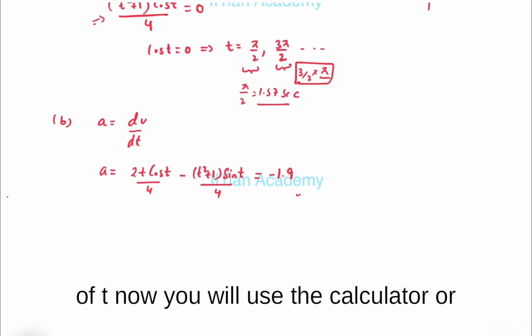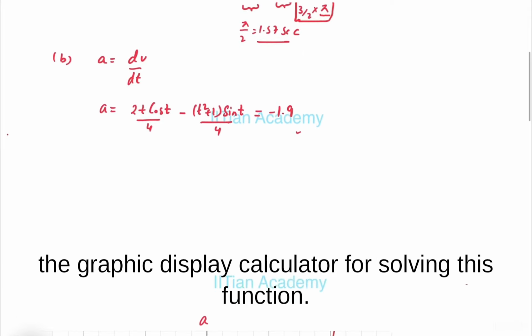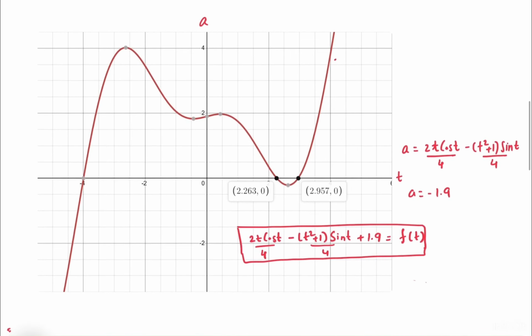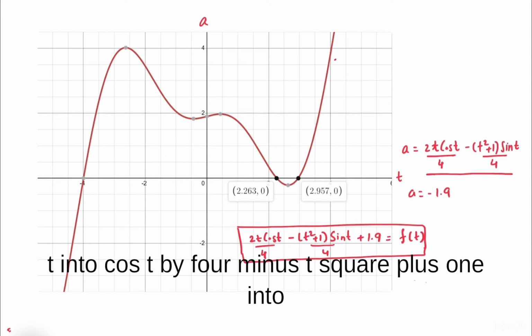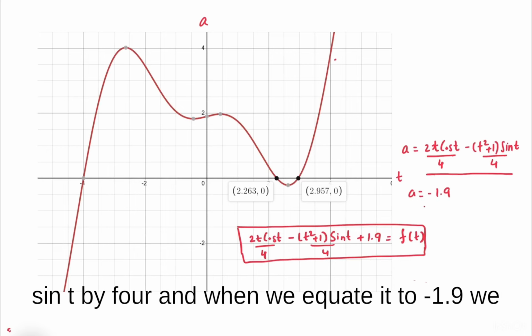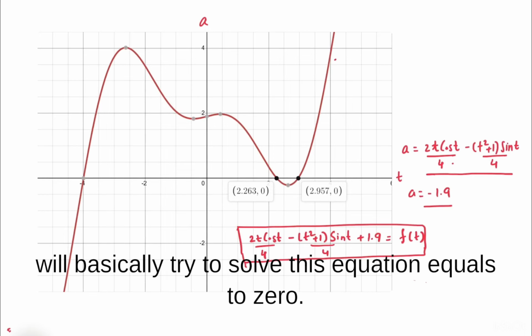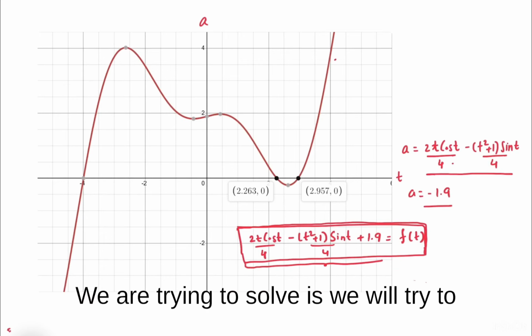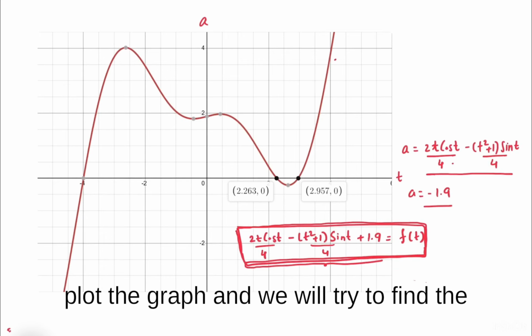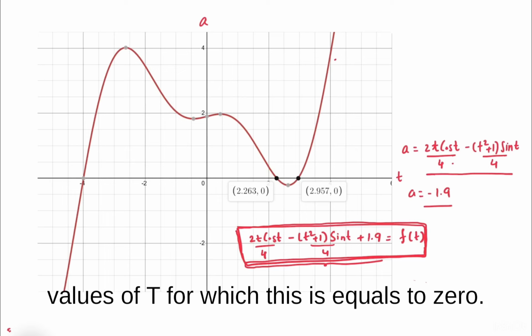Now you will use a calculator or the graphic display calculator for solving this function. For this I have already drawn this graph. The acceleration is 2t into cos t by 4 minus (t square plus 1) into sin t by 4, and when we equate it to minus 1.9, we will basically try to solve this equation equal to 0. That is, equating this and then taking 1.9 to the left. We will plot the graph and find the values of t for which this is equal to 0.